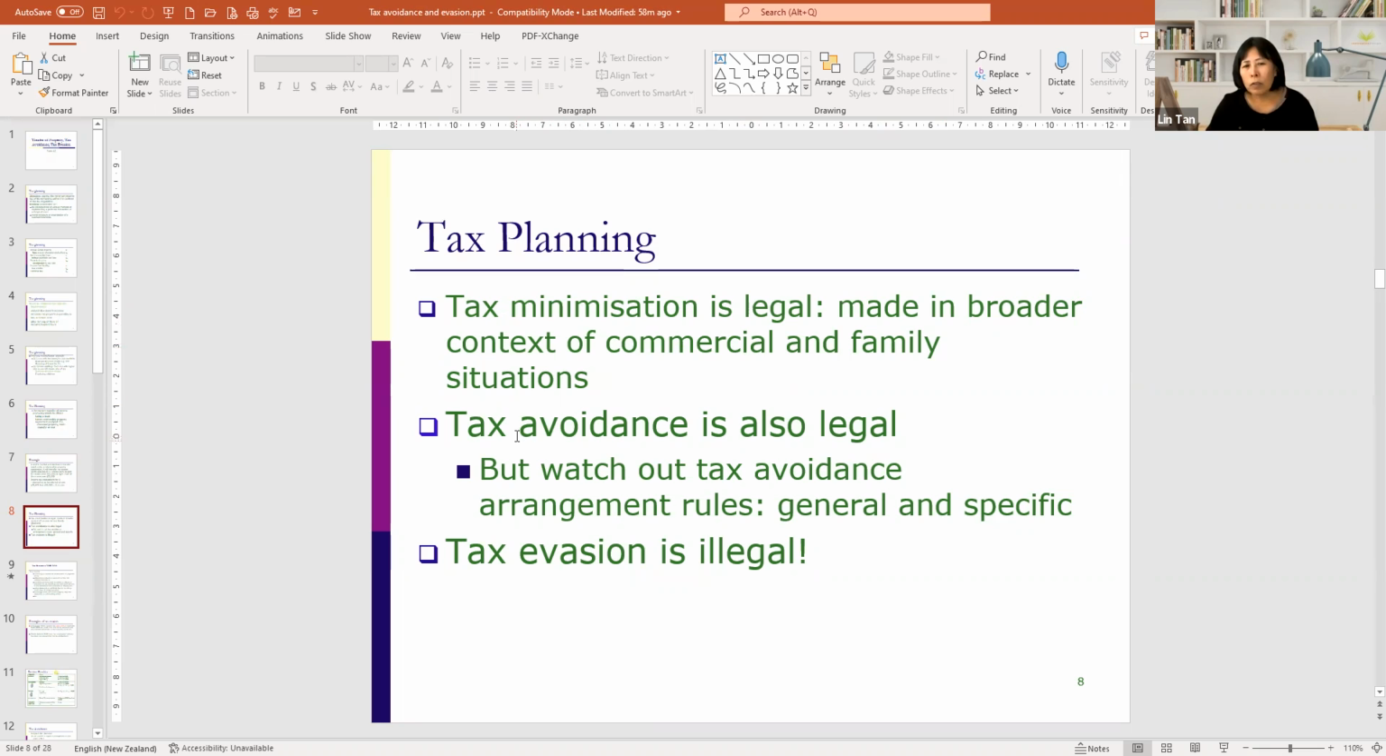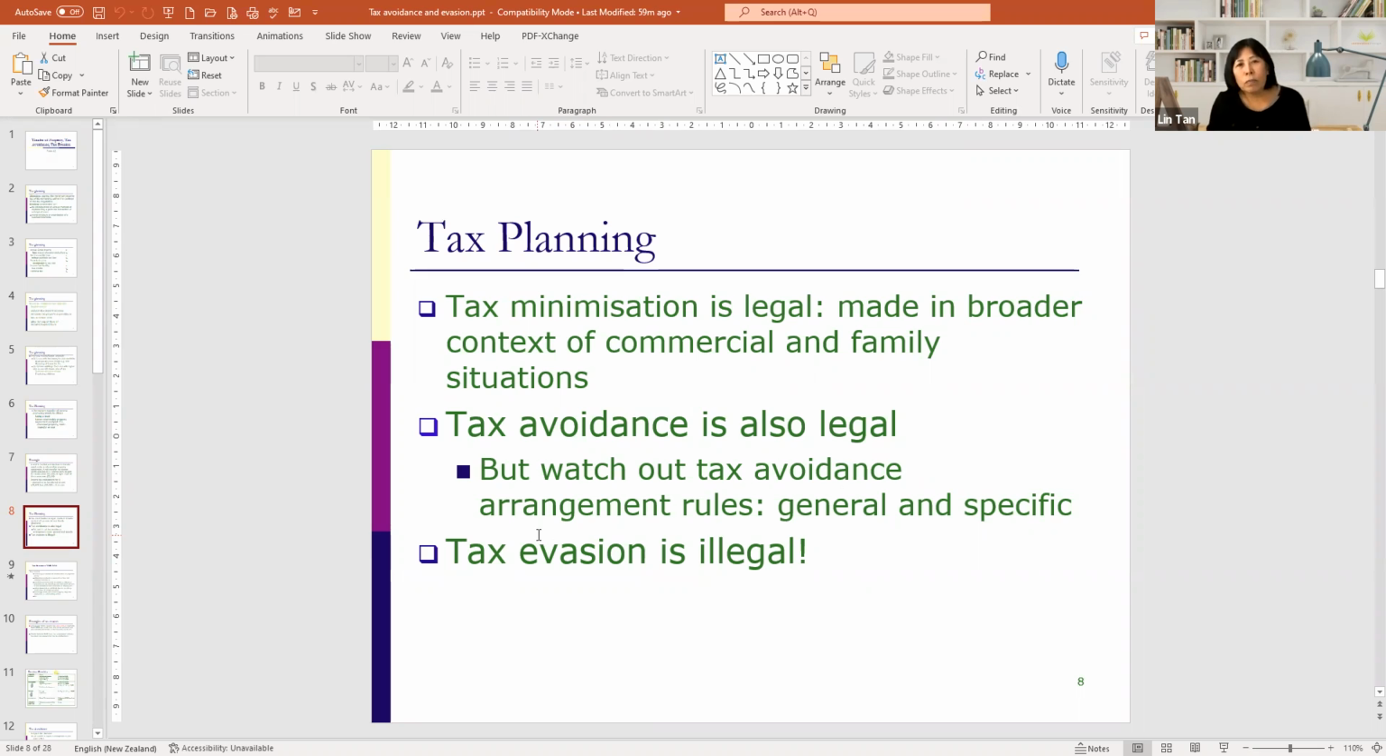Now, you also come across the term tax avoidance. Tax avoidance is actually legal. It's not illegal. People can avoid tax, but within the Income Tax Act, the Commissioner of Inland Revenue has the power to counteract certain types of tax avoidance arrangements, right? So we're going to have a look at some examples afterwards. And there are two types of tax avoidance within the Income Tax Act. One is called the general tax avoidance rules, and the other one is the specific tax avoidance rules.